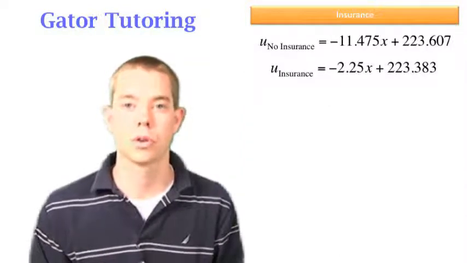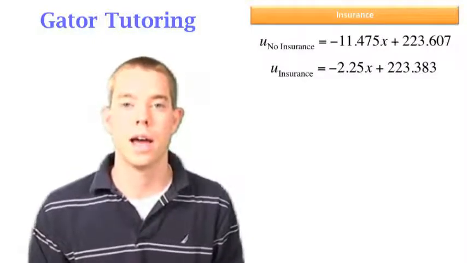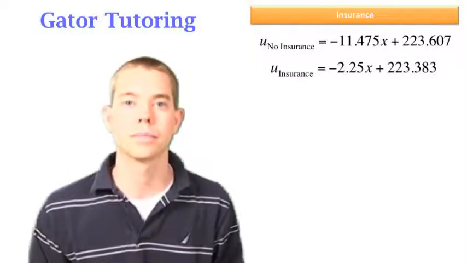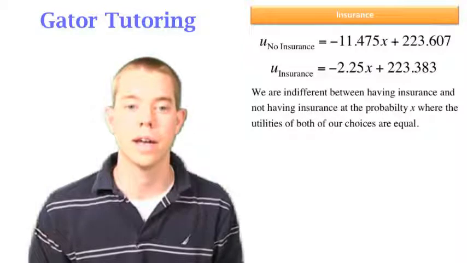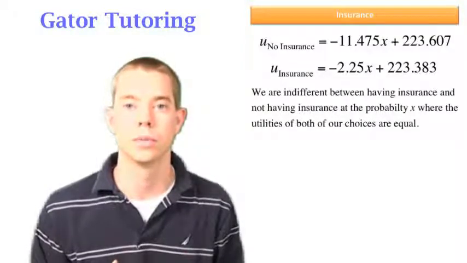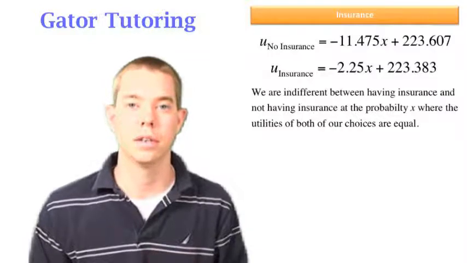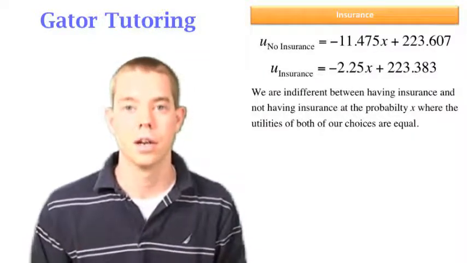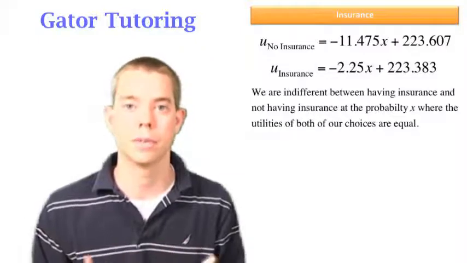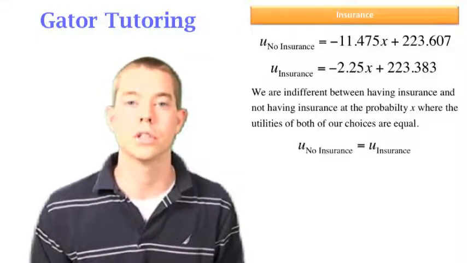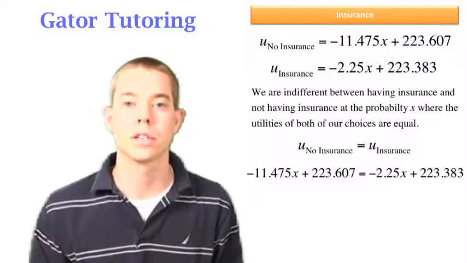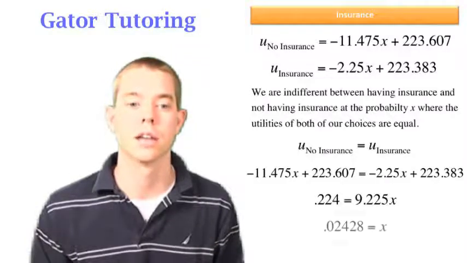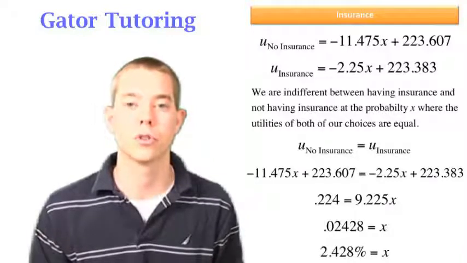Well, now that we've simplified both those equations as far as we can, let's take a look at what we're solving for and what it means. Well, we know that we're indifferent between having insurance and not having insurance at the probability X where the utilities of both of our choices are equal. So if we're just as happy not having insurance and having insurance, it must mean that we don't care either way. We're indifferent between those two choices. So we're going to set these two equations equal and solve for the X that equates them. We do this and we see that this is just algebra away from solving for X, and we get X is equal to 0.02428. In percentage form, X is equal to 2.428%.